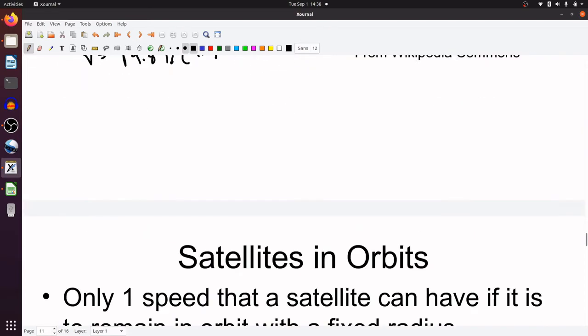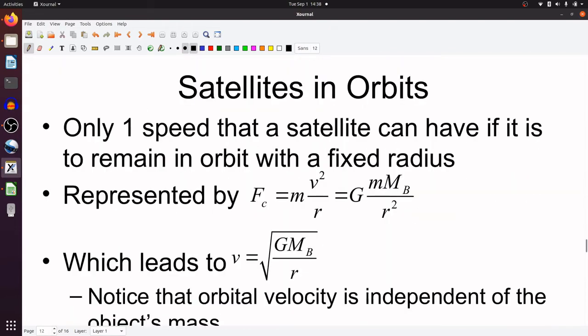Now, on to satellites. Satellites in orbit. There's only one speed that a satellite can have if its orbit is to remain with a fixed radius. And this is represented by where your centripetal force is going to be equally balanced by your gravitational force. When you solve that, you'll notice that your masses cancel, and then you get v is equal to the square root of G m_b over r.